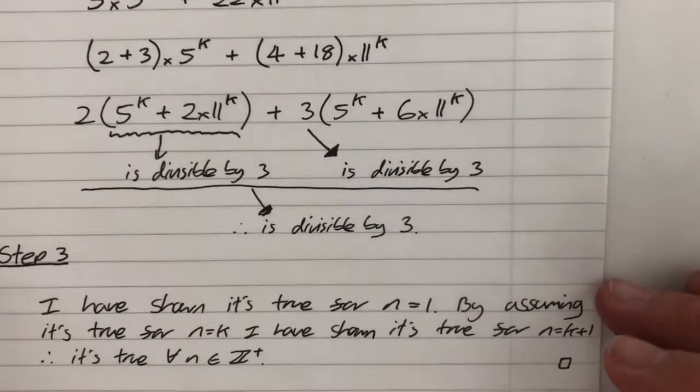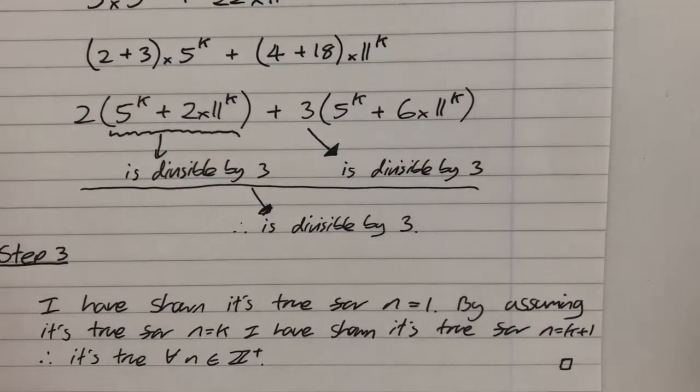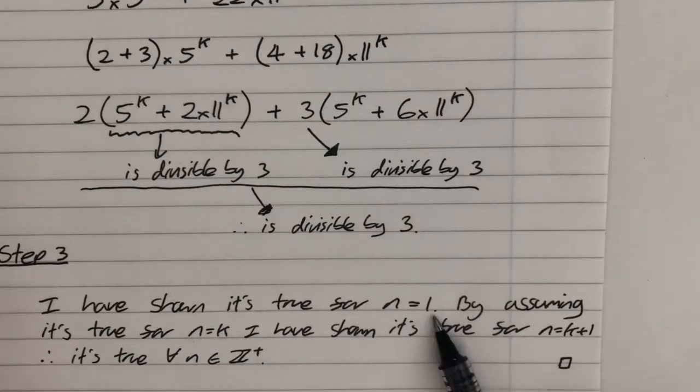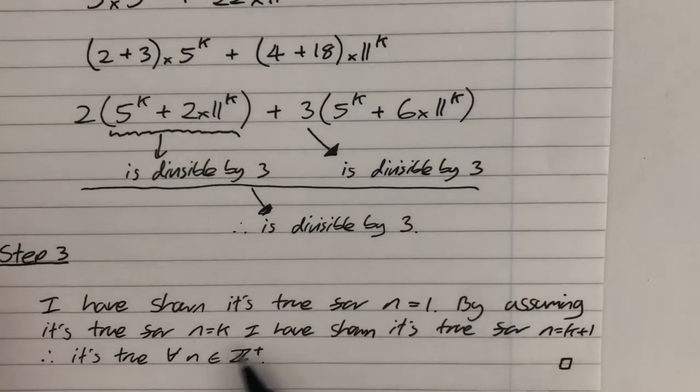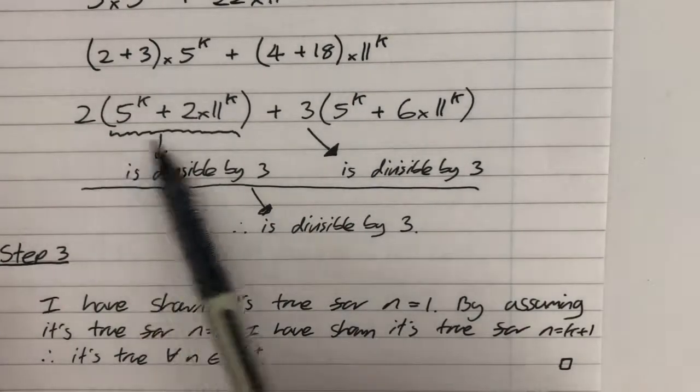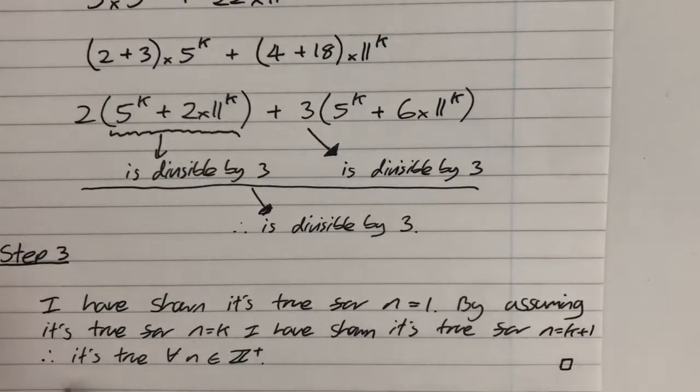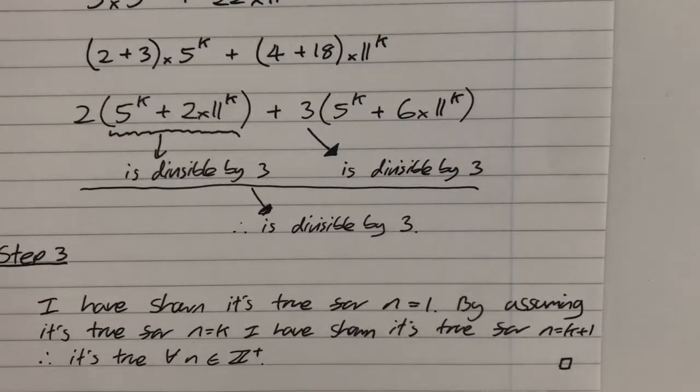Finally, step 3, just to summarise what we've done. So I have shown it's true for n equals 1, that's step 1. By assuming it's true for n equals k, I've shown it's true for n equals k plus 1, that's this bit here. Therefore, it must be true for all positive integers n.